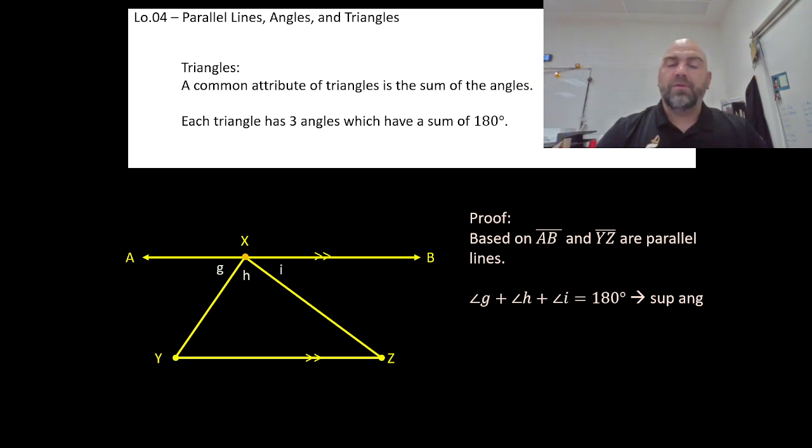Now that we know that, we can use our parallel lines. I'm going to add angle J there on the bottom. Okay, so right by the Y, I'm not sure if you saw that one pop up. And we're going to understand, based on our parallel line proofs, that G and J, being on alternate sides of our transversal, have to be equal to each other because of the proof: interior alternate angles are congruent.